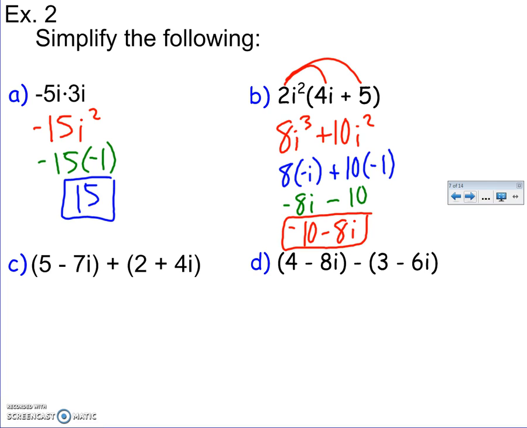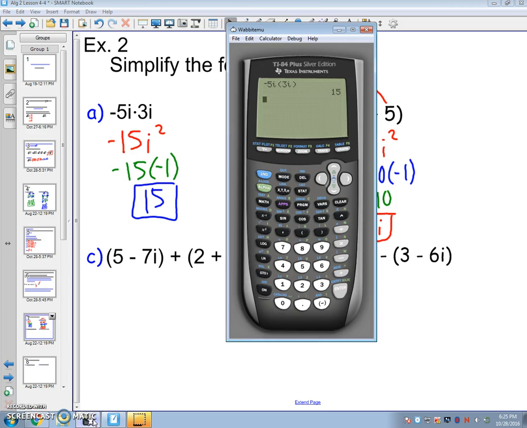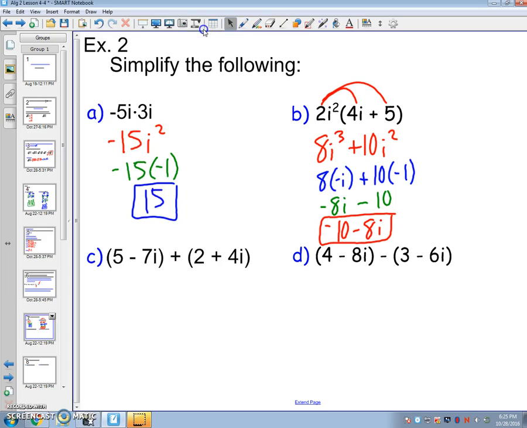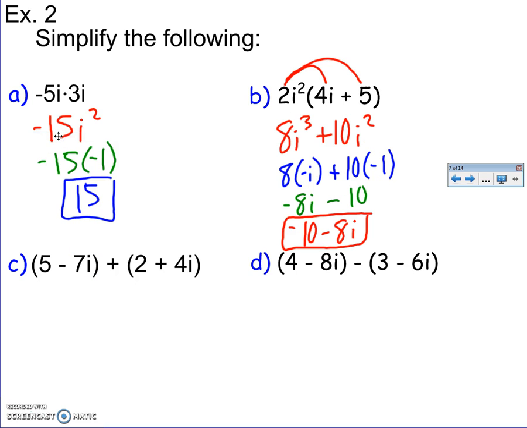All right, and again, I'll use the calculator to check that. 2i squared times (4i plus 5). It ends with -10 minus 8i. All right, the bottom, C and D, is just adding and subtracting. Now there's no distributing here, so be careful. So since I don't need any numbers, I can just write that like normal. 5 minus 7i plus 2 plus 4i.